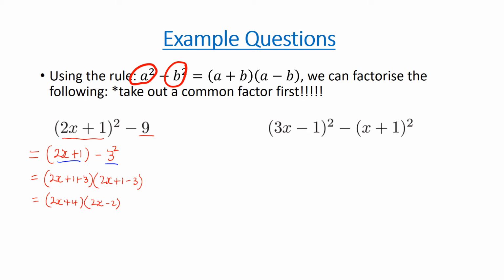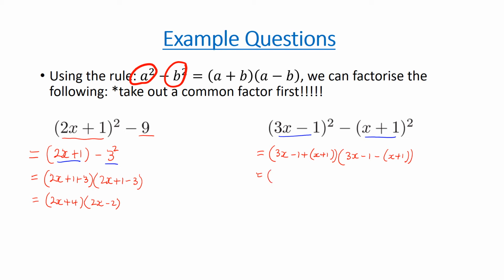Now we'll do something similar in our second example. You can see that we've already got our a term and our b term. Alright, so this will become 3x minus 1 plus x plus 1. Alright, and then our second bracket will be 3x minus 1 take x plus 1.